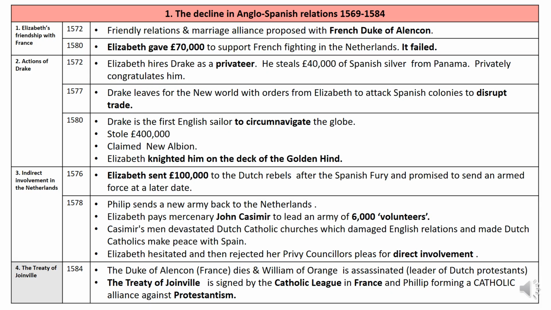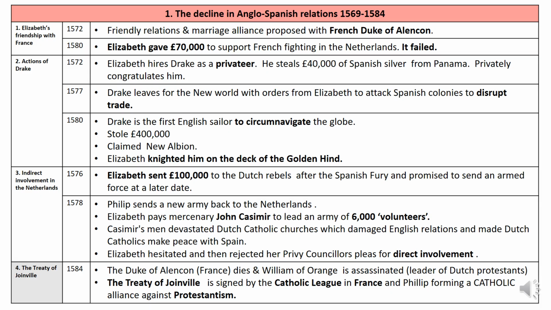So it's good for her to have this friendly relationship, and she does so with a man called the French Duke of Alencon. Now, the French Duke and Elizabeth did discuss marriage, not for romantic reasons, just purely for an alliance, but they decided against that. Still, Philip hears about this and this makes him slightly worried about an alliance.